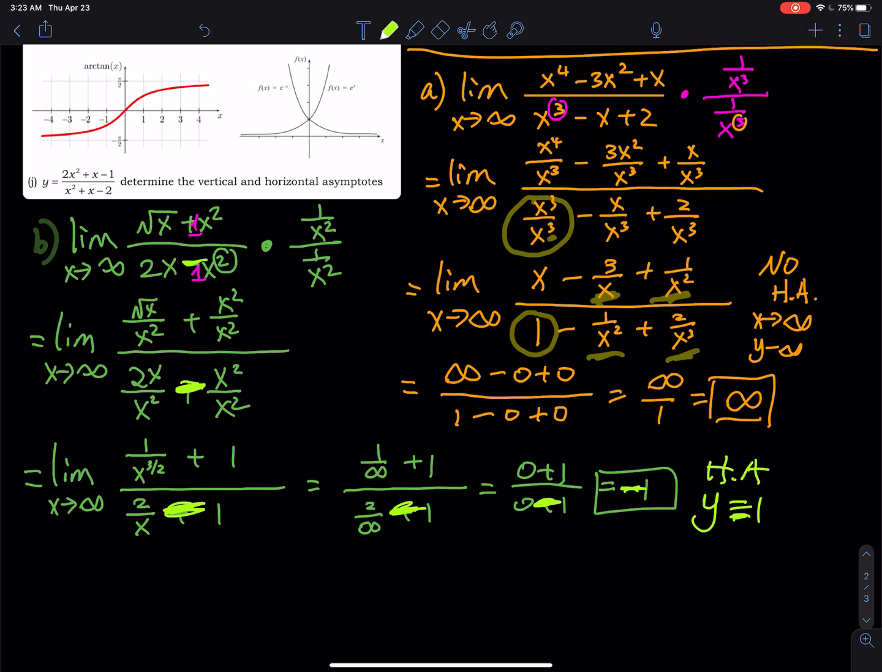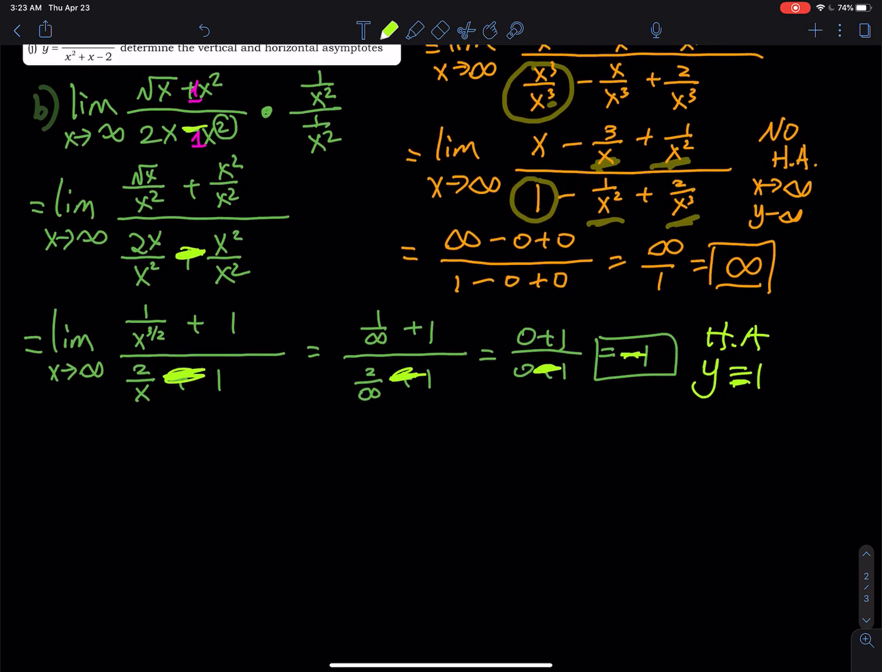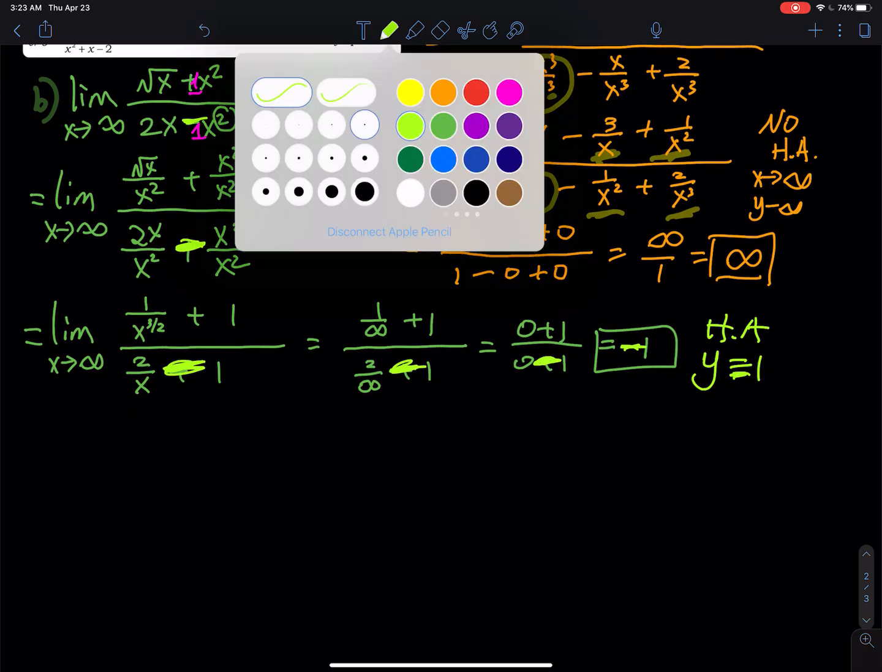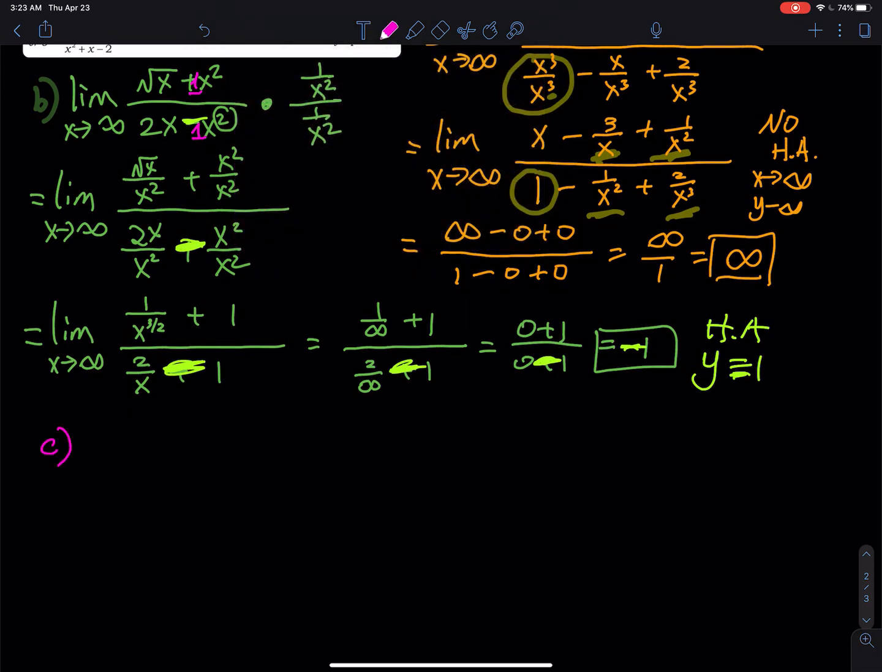Okay, moving on to a more complicated problem, C. So C, you have a lot of work to do. So C, we have the limit as x approaches infinity of 2x squared plus 1, the whole thing squared, divided by x minus 1 squared times x squared plus x. Okay, this one, there is no easier way to go.